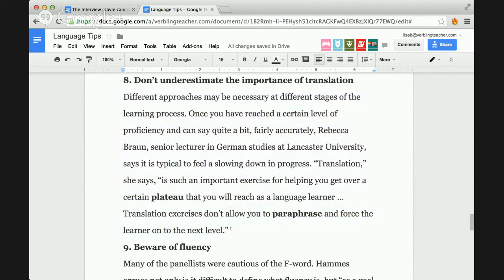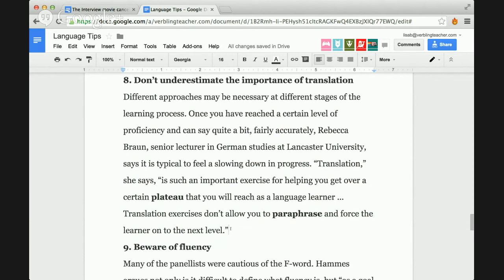Yeah, a paraphrase is like Google Translate, don't use that, isn't it? Because Google Translate translates every single word, not a phrase. Right, yeah.